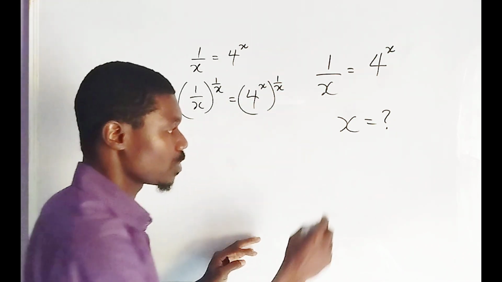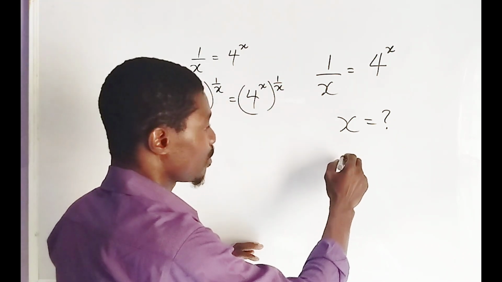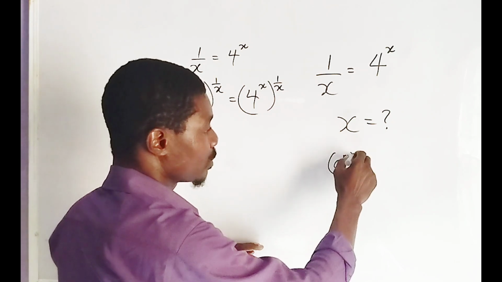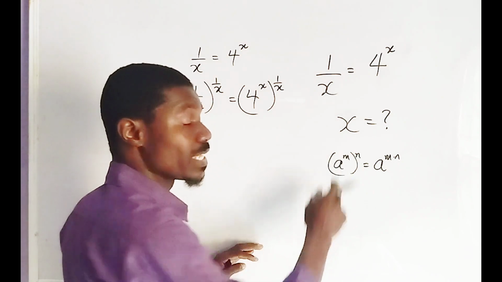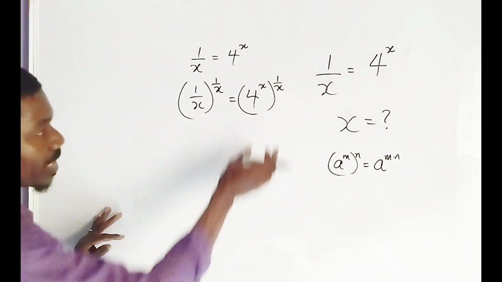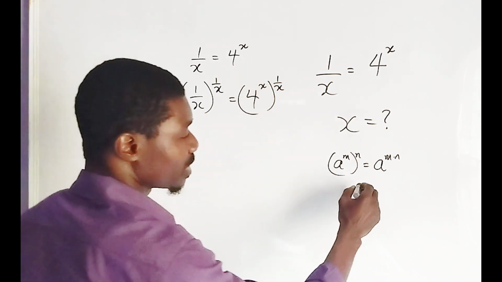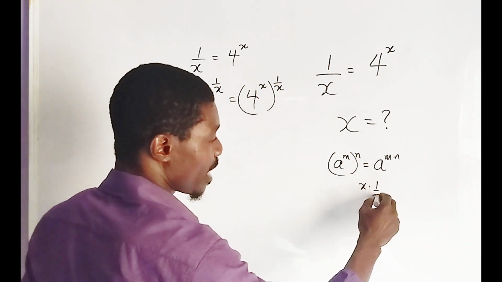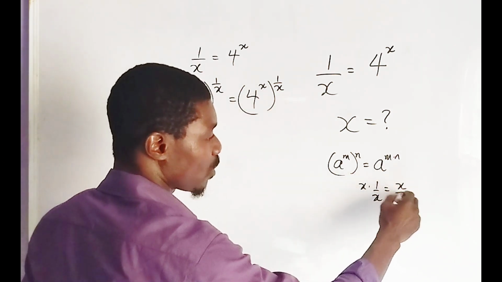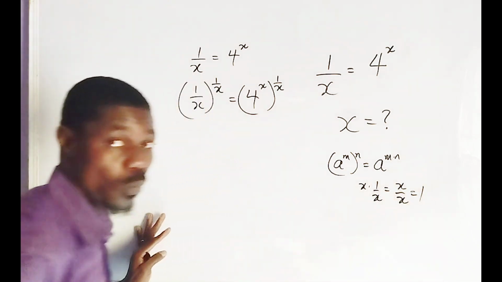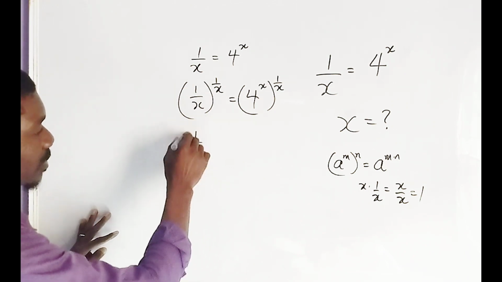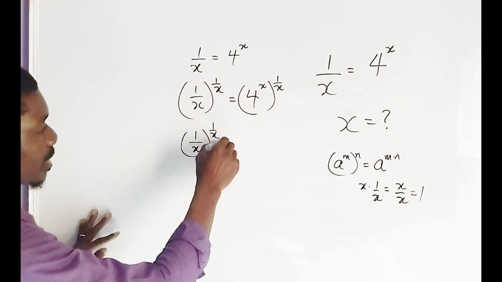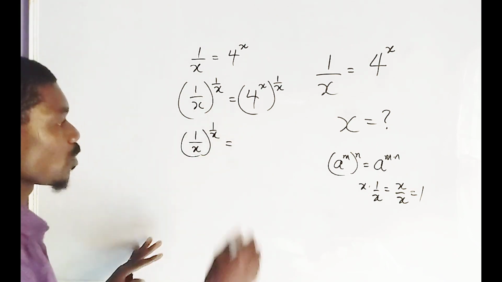And we know that according to the law of indices, a^m all raised to the power of n will give us a raised to the power of what? n, in which the exponents tend to multiply. Now multiplying these two together, x times 1/x will give us x/x, which will give us 1. So at the left hand side we have (1/x)^(1/x), and at the right hand side we are left with what?